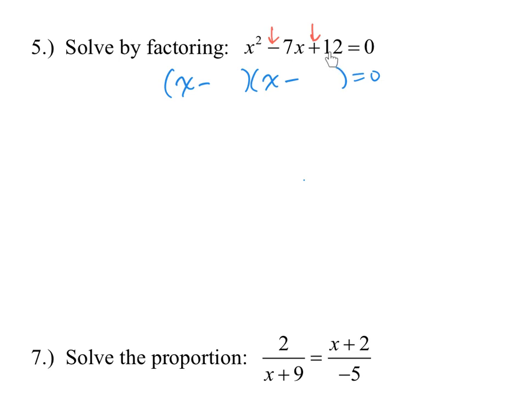Well, again, you can make a list if you want to, but pretty quick you're going to find the factors of 12 that add up to 7 are 3 and 4. So since they're both negative, it doesn't matter where I write the 3 or the 4. So you can write them in either order.